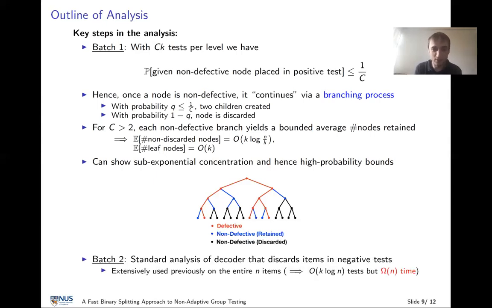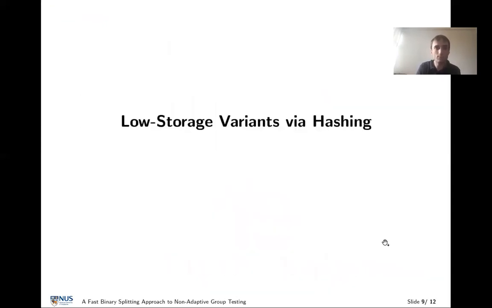So like I said, batch 2 is very well studied. We can borrow some previous analyses. Previous analyses typically used the whole set of n items, which would give us k log n tests, but omega n runtime. So by having narrowed down to a small list at the end, we can keep the runtime a lot smaller. Okay, so that was a bit of an outline of the analysis. I've talked about number of tests, and I've talked about decoding time.